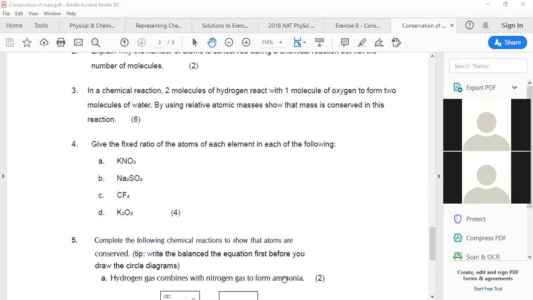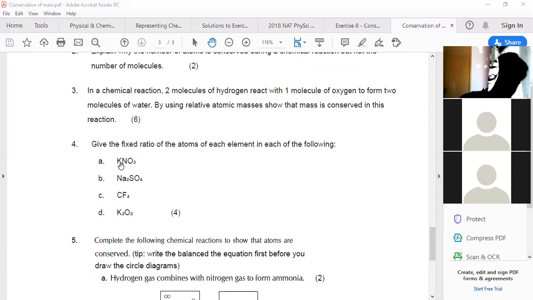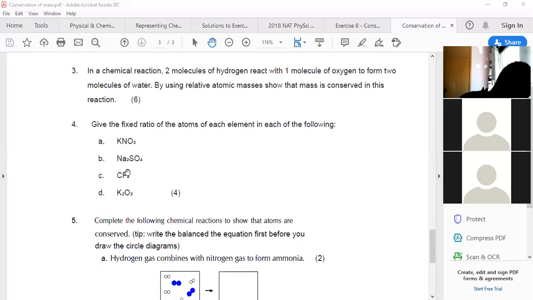On number 4, it says give the fixed ratio of the atoms of each element in each of the following. So you're given potassium nitrate. What is the fixed ratio of the atoms of each element here? What would be the answer for A? Someone? For A. 1:1:3. So 1 potassium, 1 nitrogen, 3 oxygens. Clear? Right, then we go to B.